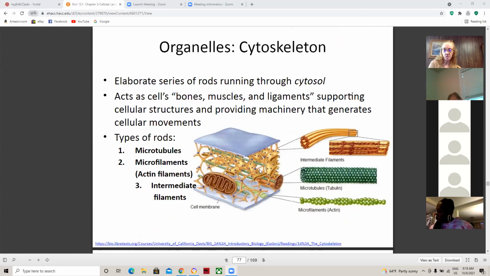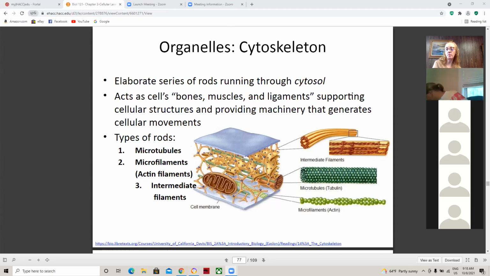The next organelle is the cytoskeleton. It functions a lot like your skeleton does. It gives the cell shape, it gives it support, and allows for possible movement. And also, in the case of the cytoskeleton, it's also a road system or a traveling map.